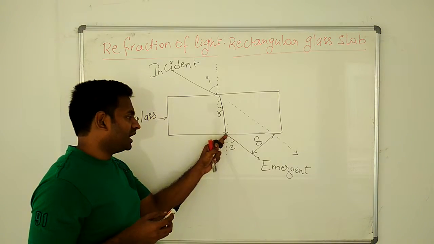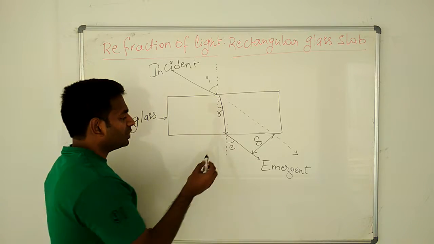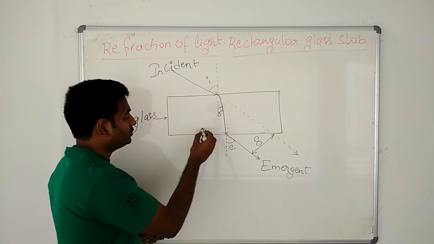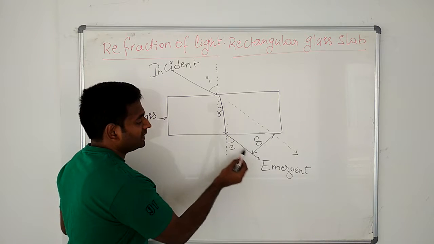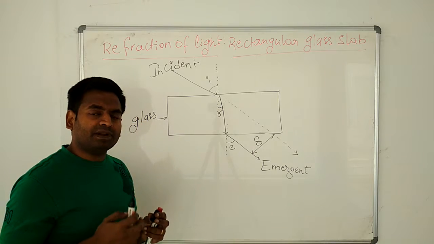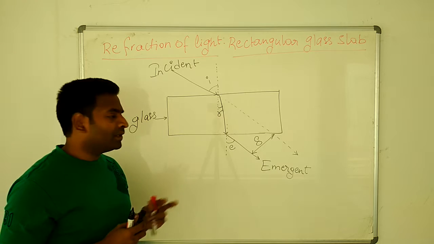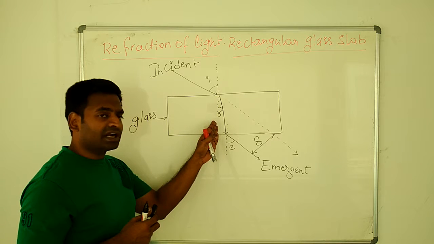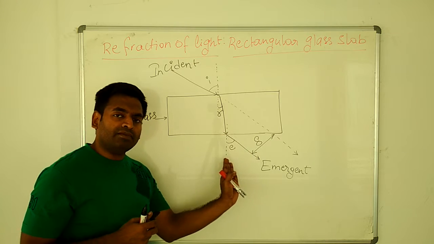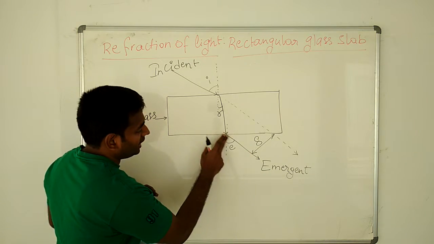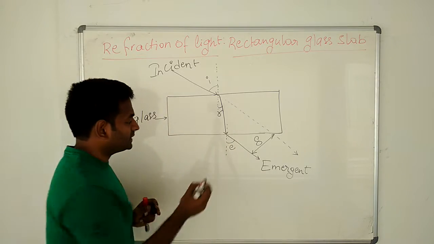As soon as it reaches the other surface of the glass slab, it has to bend again, because again it met an interface of the two media. This is glass and again this is air. So now in this case it has to bend away from the normal, because we have seen that whenever a light ray is traveling from glass or a denser medium to a rarer medium, it would bend away from the normal. So it would again bend away from the normal and this would come out as this ray.